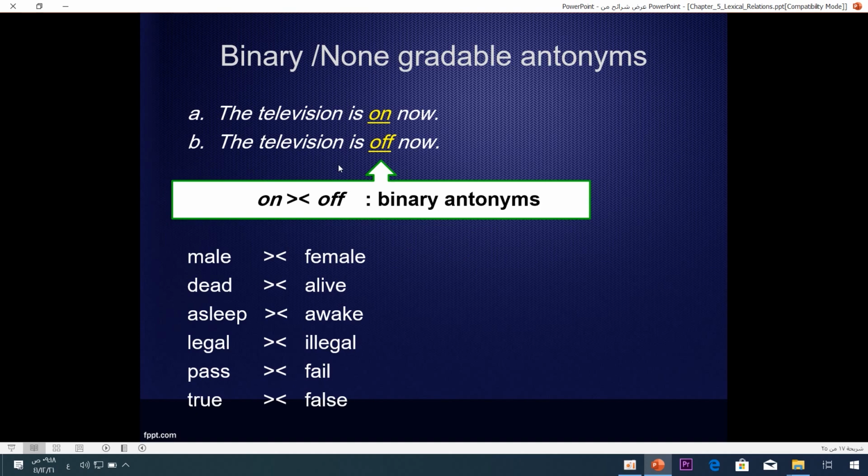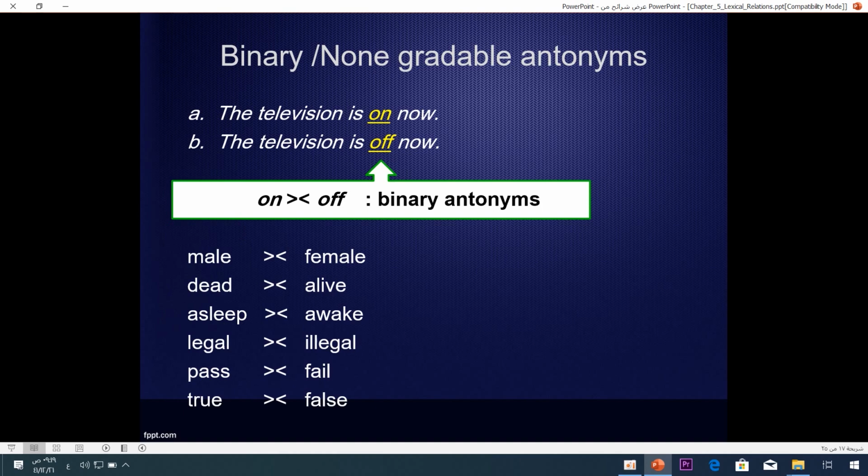So male and female, you cannot say that someone is almost male or someone is very female. No, absolutely not. If you say Sarah is a female human being, it is impossible to be otherwise. So let's move on. Dead and alive. Can I say that Jack is very dead? Jack is almost dead. Jack is deader. As you see, these can't be graded because we don't have any possibilities coming between them.